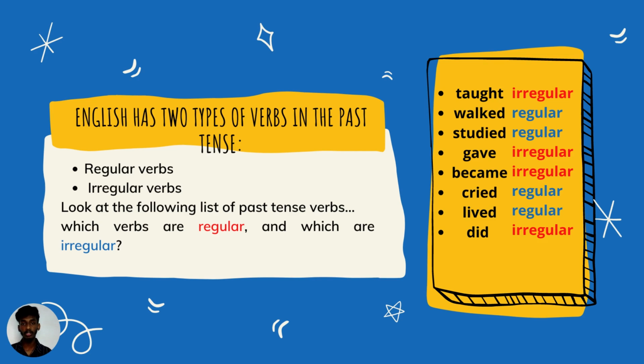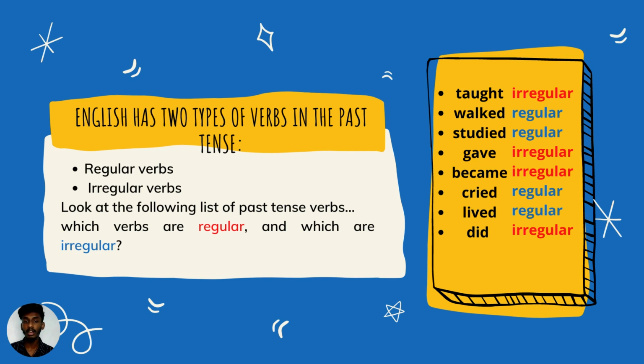English has two types of verbs in the past tense. The first is the regular verb and the second is the irregular verb. Look at the following list of past tense verbs. Which verbs are regular and which are irregular?